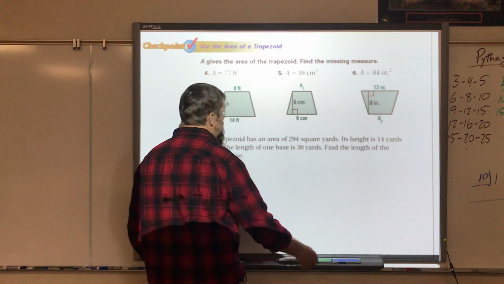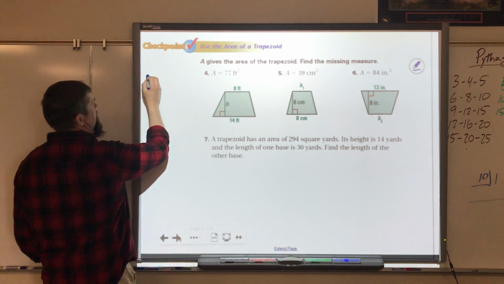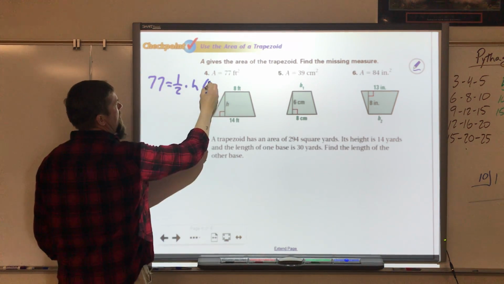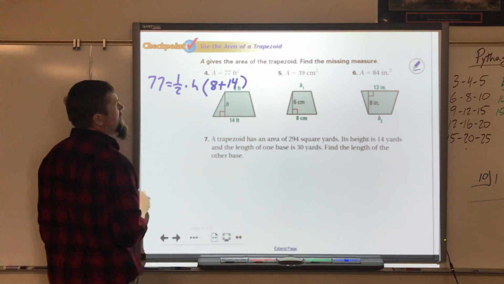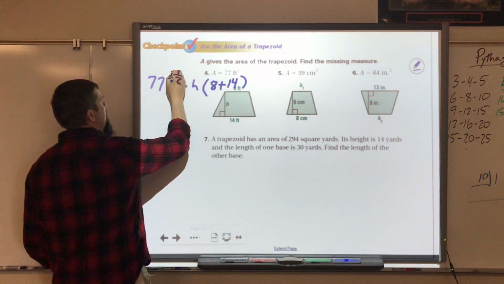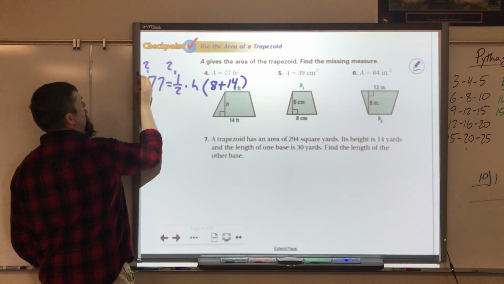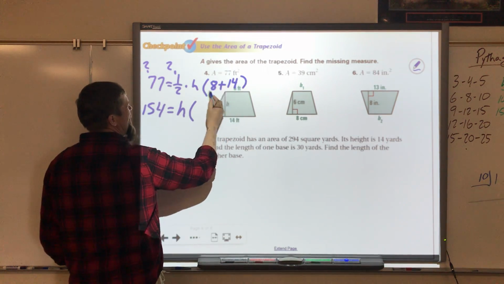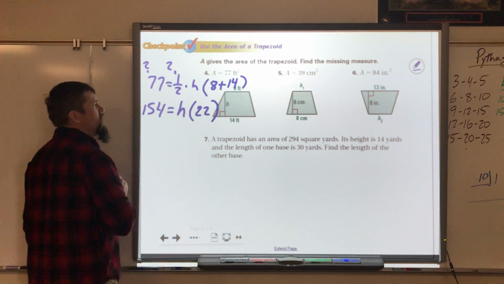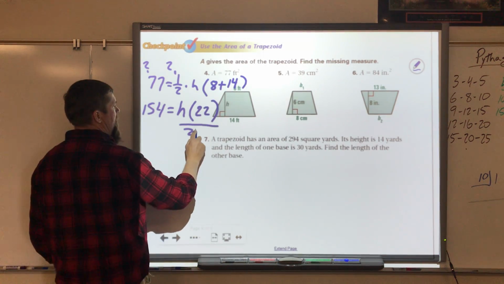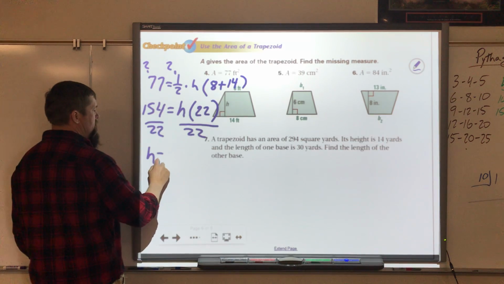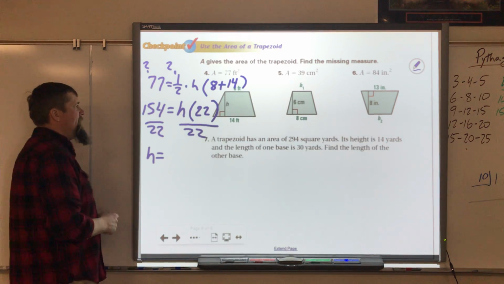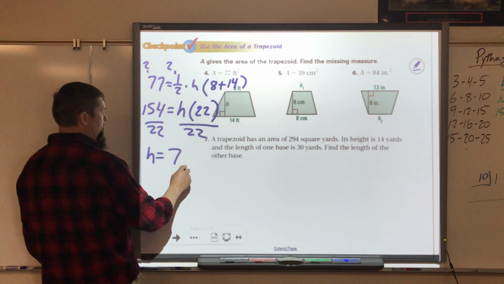Okay, welcome back. We've got here 77 is equal to 1/2 times h times 8 plus 14. This time they don't give you the height. I still am going to multiply by 2 here. I get 154 equals h times, and I can go ahead and add these together. I get 22. Now I divide by 22. So h is equal to, 22 goes into there 7 times, 7 feet.